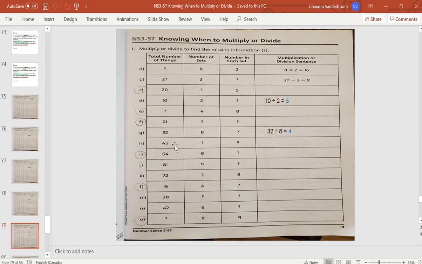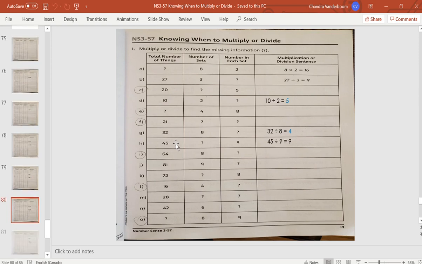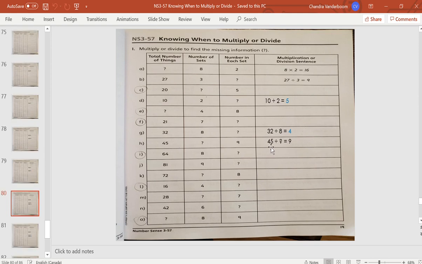How about 45 altogether? How many sets? We don't know, but we know there's 9 in each set. Now, do we know our total number? Yes, we do. So whenever we know our total number, we always do division. So 45 altogether divided by what? I don't know, but it equals 9. So now we can do our skip counting. Remember, you can skip count by 9s. See how many times you have to skip count to get up to 45. If you pause the video and do it for a second, then you will see that the answer is 5.